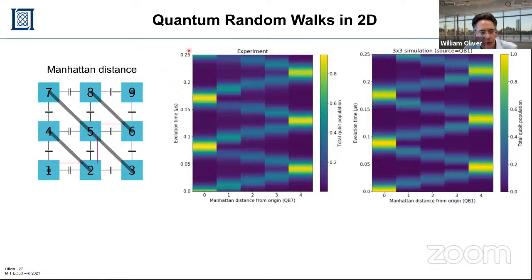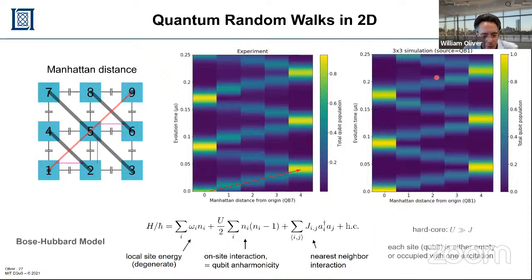And this axis shows the evolution time. And we start with an excitation in qubit 1, and we watch how it goes to qubit 9, and then it comes back and back and forth and back and forth. This is experiment. This is simulation on the right. And you can see that they match very, very well. So this is the Bose-Hubbard model. And what that is, is that you have an on-site energy. Each qubit has an energy, and we can tune each one of those energies. Now, in this experiment, they're all degenerate, but we can tune them individually. There's also nearest neighbor interaction between the qubits. That's how we take steps.